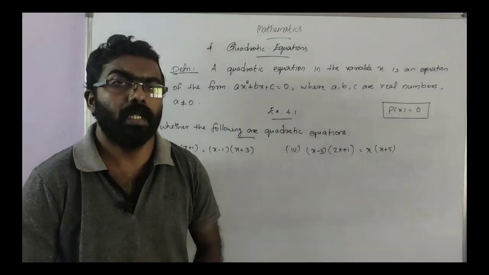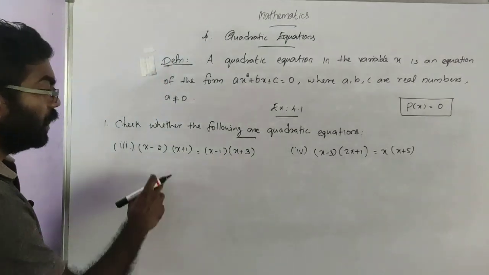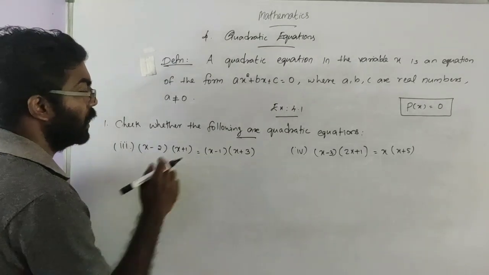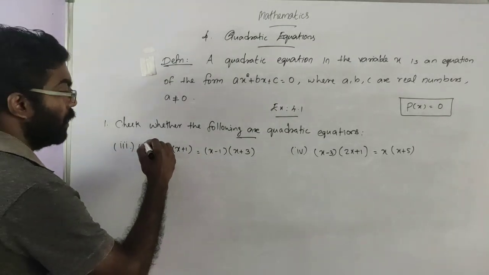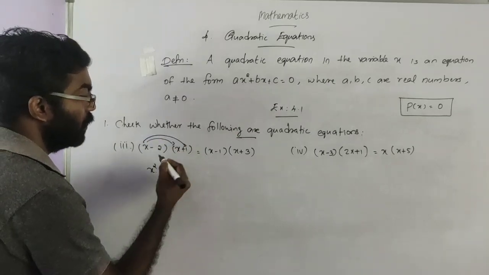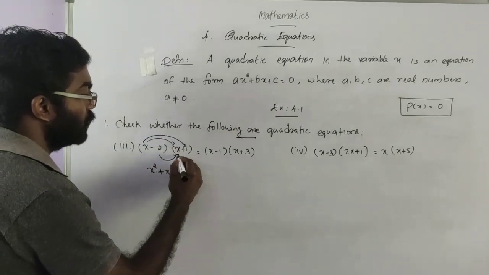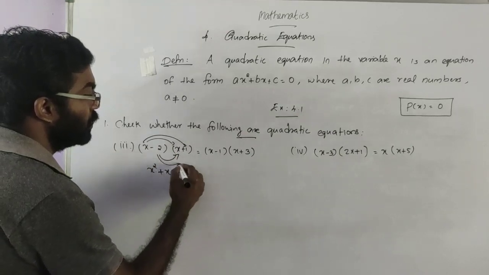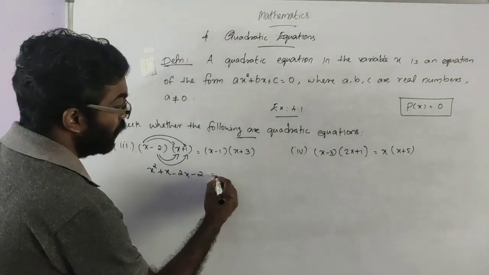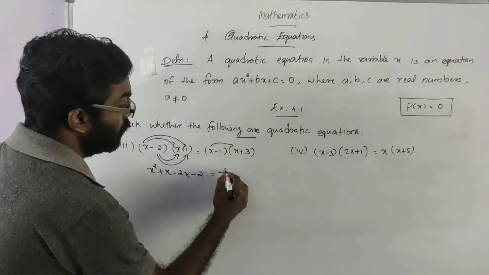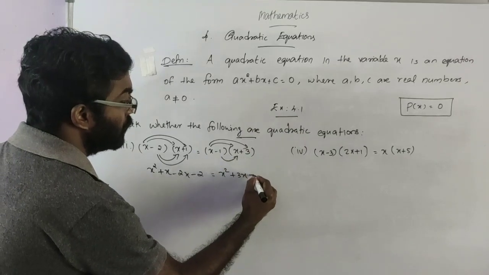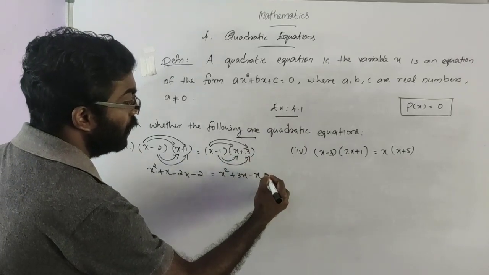Okay, now we move on to the next question. x minus 2 into x plus 1 is equal to x minus 1 into x plus 3. Here we can multiply: x into x is x square, x into 1 is x, minus 2 into x is minus 2x, minus 2 into 1 is minus 2. Pointwise multiplication. Here also x into x is x square, x into 3 is 3x, minus 1 into x is minus x and minus 1 into 3 is minus 3.